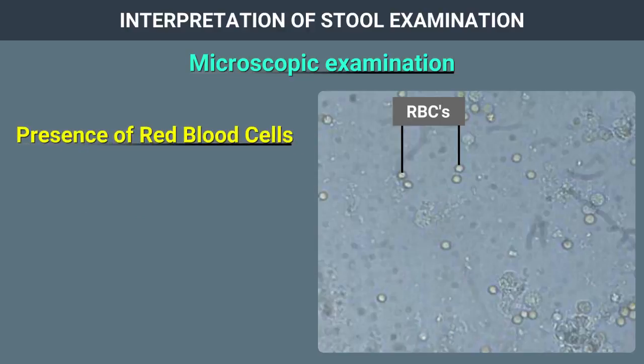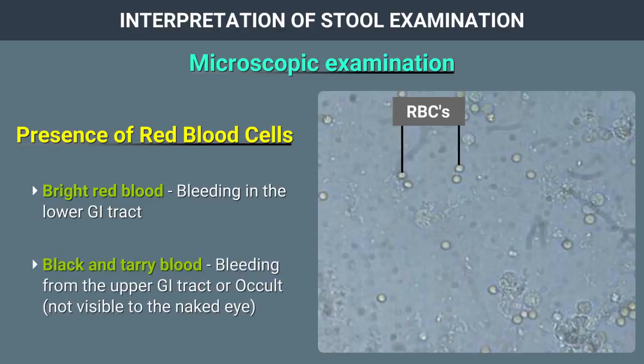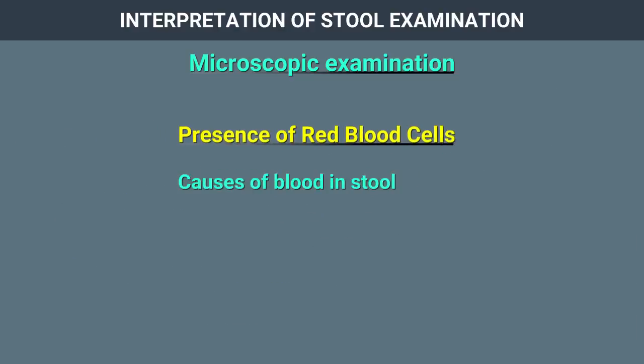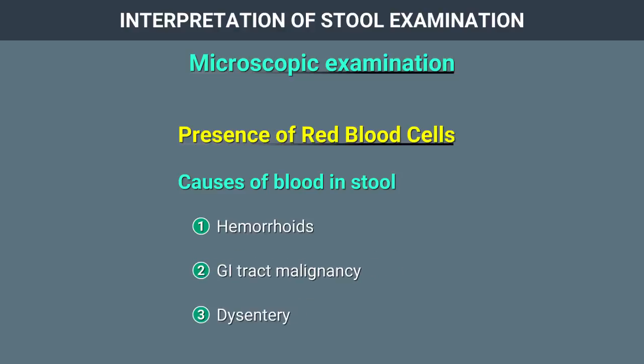Presence of red blood cells in the stool. Blood in stool can be bright red from bleeding in the lower gastrointestinal tract or black and tarry from bleeding from the upper gastrointestinal tract or occult, which is not visible to naked eye. Causes of blood in stool can be hemorrhoids, GI tract malignancies and dysentery.